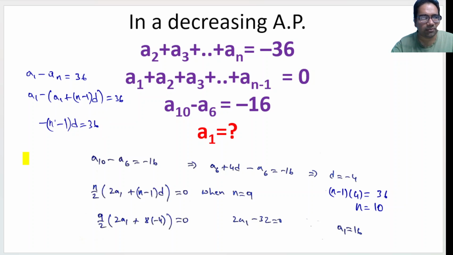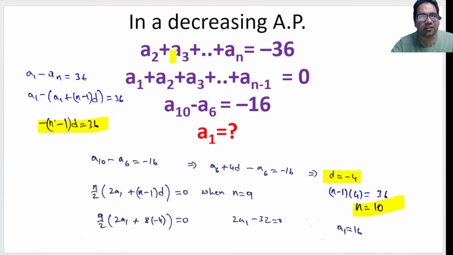Right. This is one part of the story. Another part of the story is this. D equals minus 4. If you substitute d equals minus 4 here, that becomes n minus 1 times 4 equals 36. That means n minus 1 equals 36 by 4, 9. So 9 plus 1, which is n equals 10. Okay, so now we know how many terms are there.